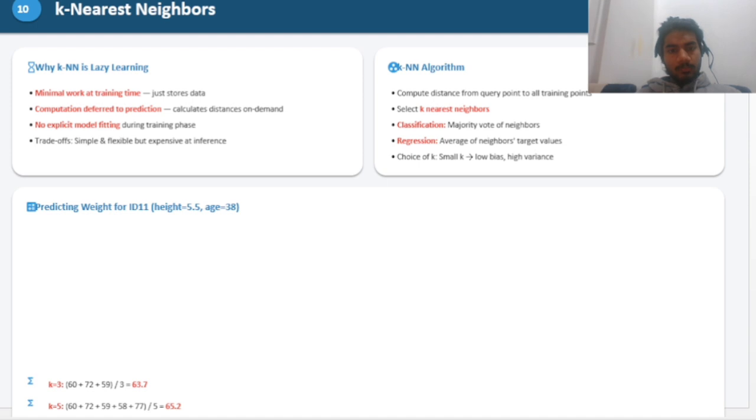We have a given table in which we need to predict the missing weight. For ID 11 with height 5.5 and age 38, the nearest neighbors found are ID 6, 5 and 4. We take their weights, which are 60, 72 and 59. Using k equal to 3, the predicted weight is 63.7 kg. KNN gives a simple, understandable and intuitive prediction.